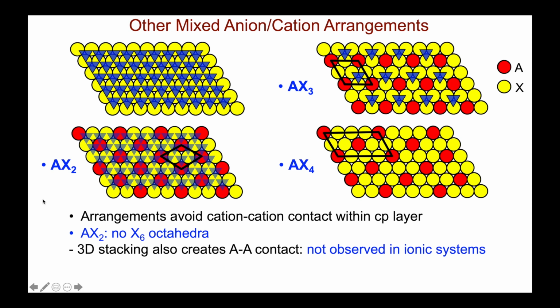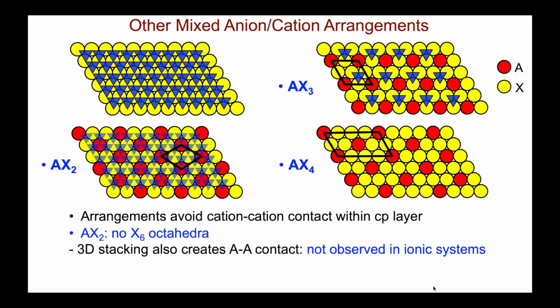Furthermore, if I now build a 3D structure by putting another close-packed layer on top of this one, we won't show it, but you'll find if you play around with it, it's impossible to do the 3D stacking that avoids AA contacts. And so this type of arrangement is never seen in ionic systems. But for neutral atoms, actually in so-called intermetallics, where these are not charged species, but neutral elemental atoms, this type of close packing has been observed.